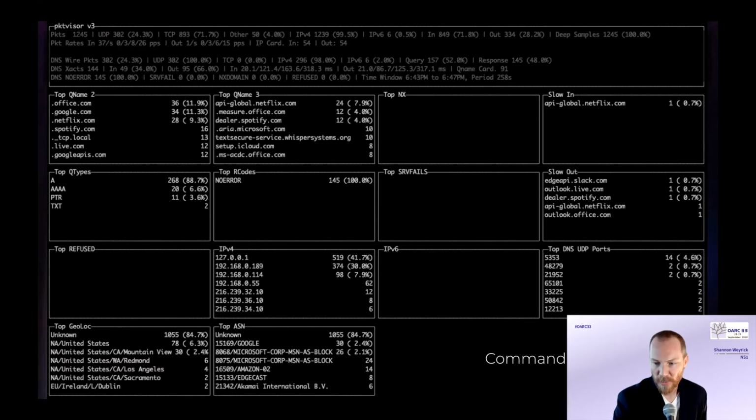There's some generic IP information and DNS port information, and then at the bottom, we see the MaxMind information that I mentioned. And for the slow in and for the slow out, it's actually using the P90 of the timings that it's tracking to figure out which query names it saw that were above the P90. And so any that were slower than the P90 show up in this top 10 list over here.